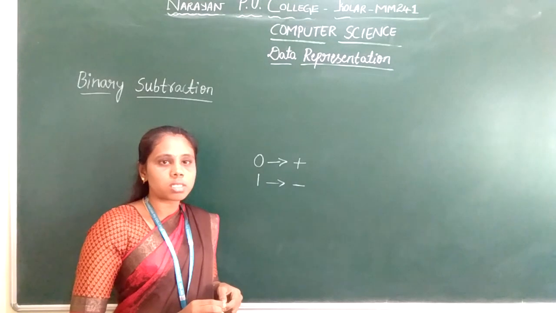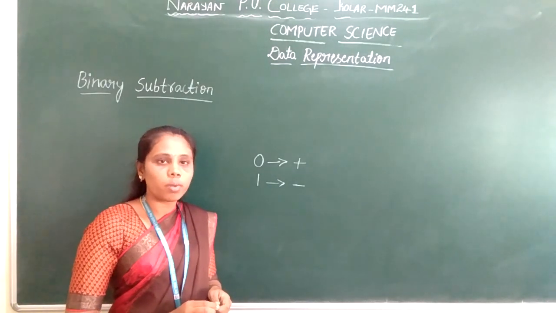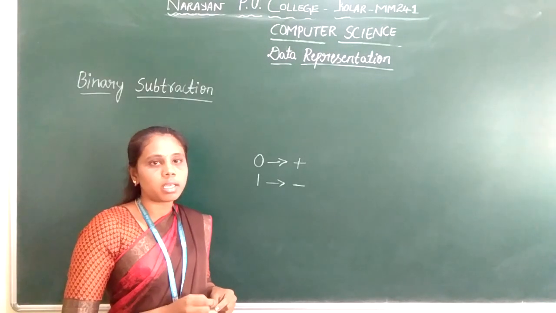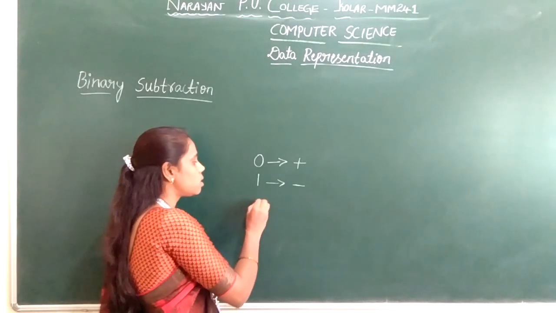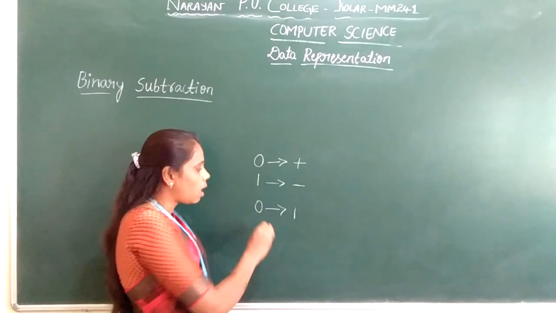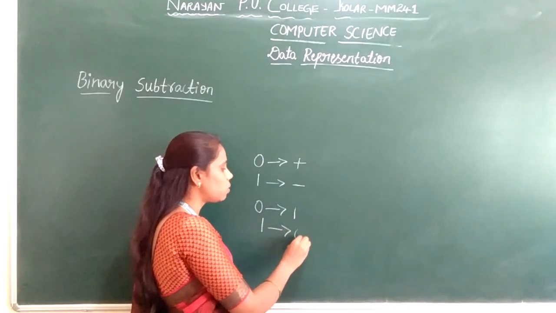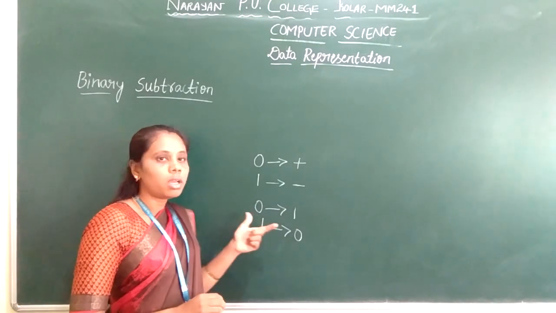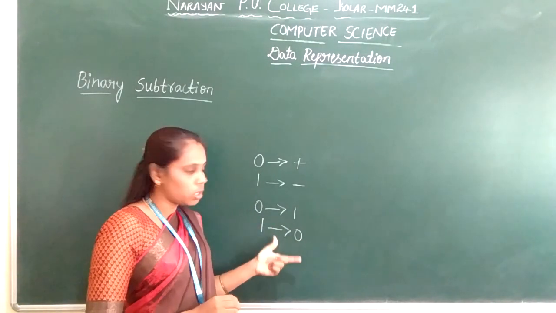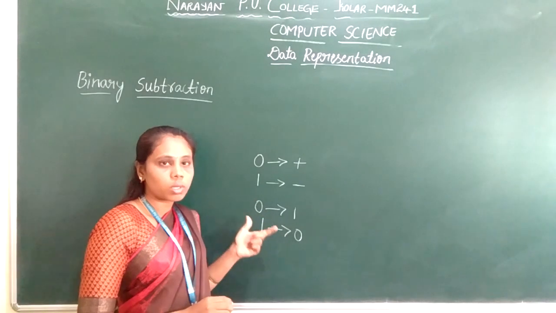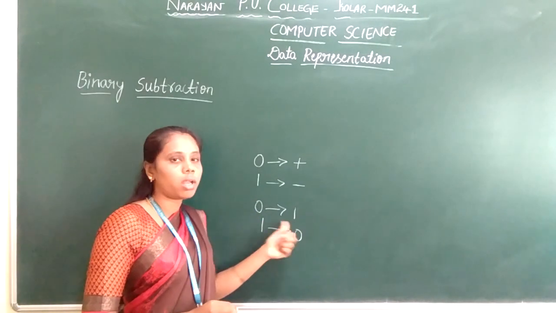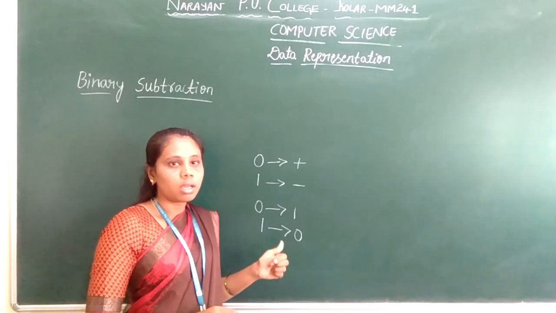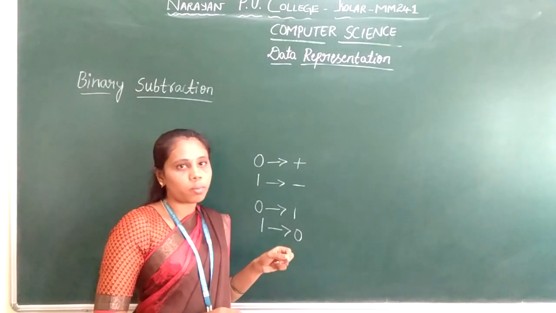Next we studied ones complement representation. Ones complement means changing each 0 to 1 and each 1 to 0. Complementing the given number in this way is called complementation, that is ones complement. Next we discussed the twos complement method.